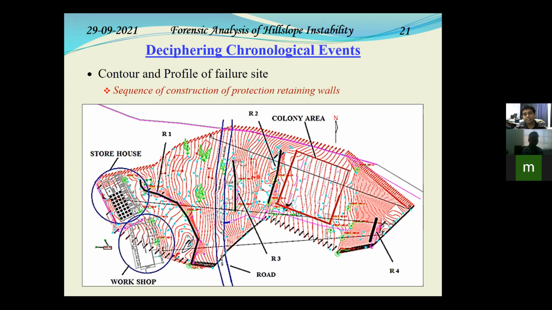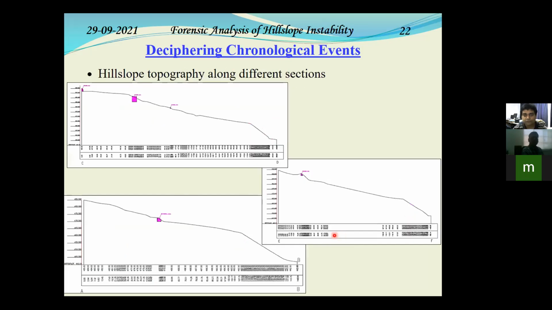And finally, when movement was still noticed, at a certain time, a small buttress retaining wall at the toe of the slope was constructed, with the idea that the toe of the hill slope shouldn't move, and probably that would save further movement. So that was the sequence of events: storehouse, workshop first, then R1, then R2 in front of the colony area, R3 was constructed, and finally R4.